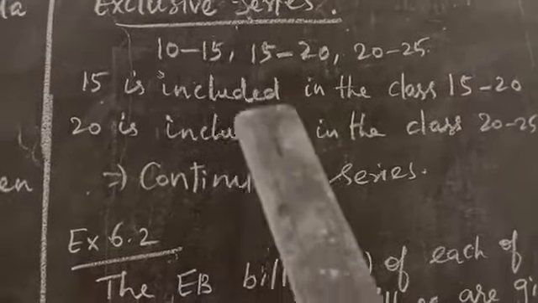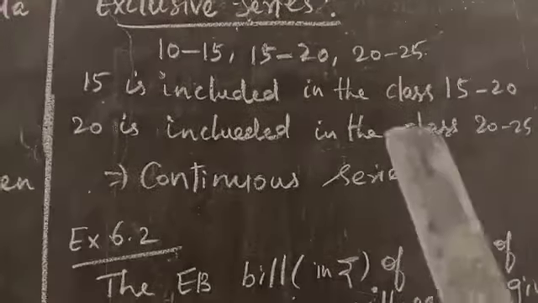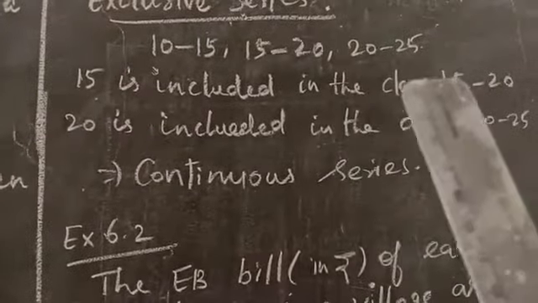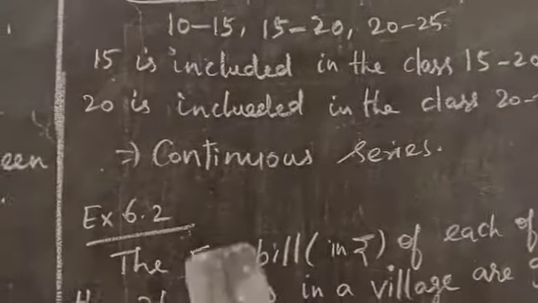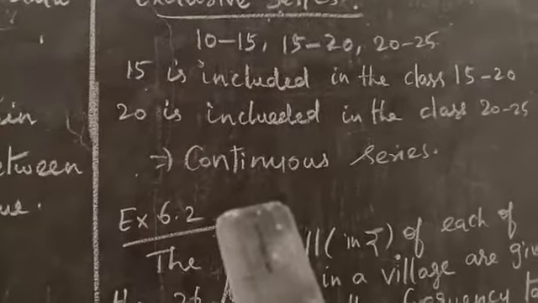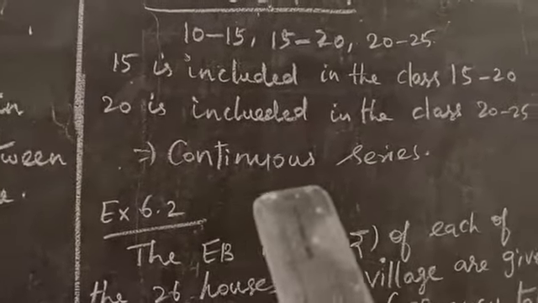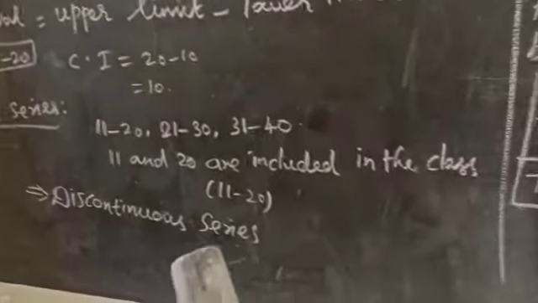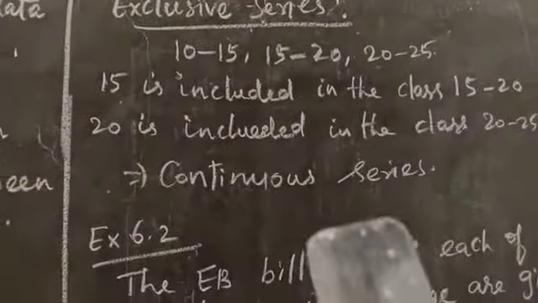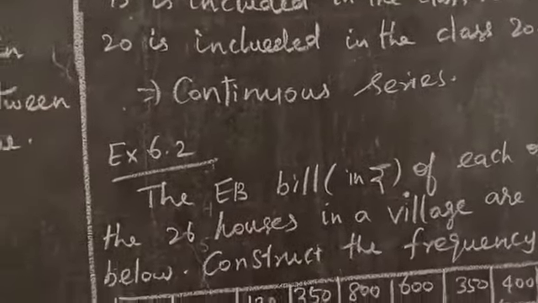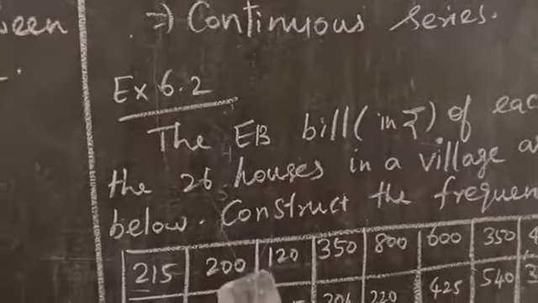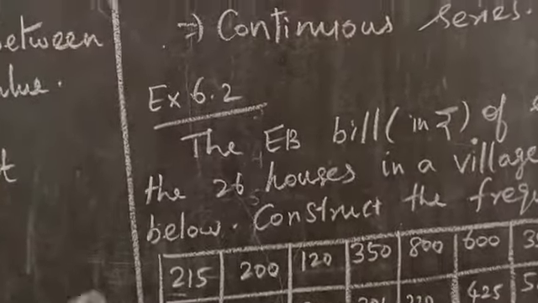That means we take the upper limit only in that class. That series is otherwise called the continuous series. So inclusive series is called the discontinuous series, and exclusive series is called the continuous series. Now we see the related sums of grouped data.